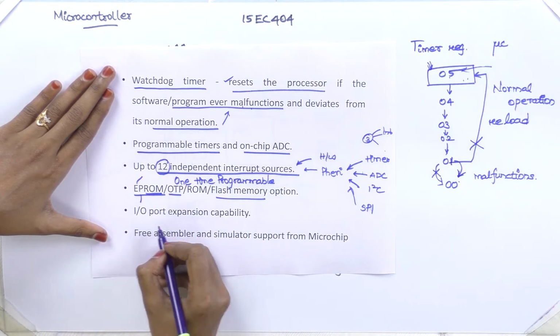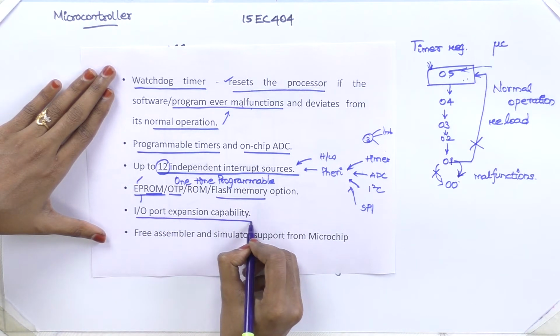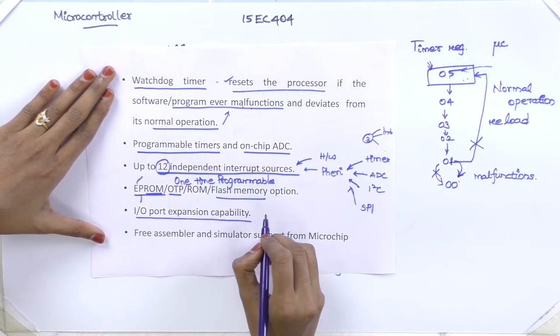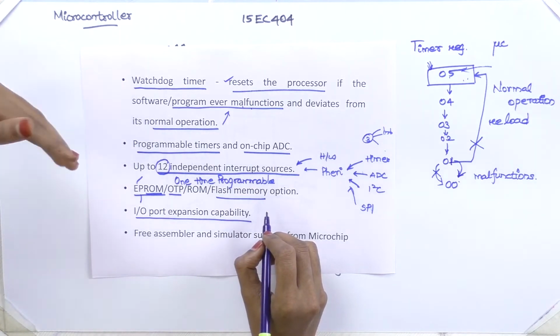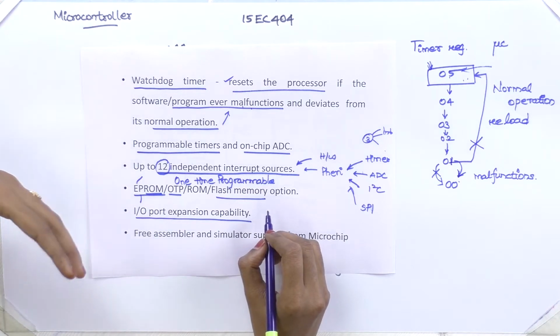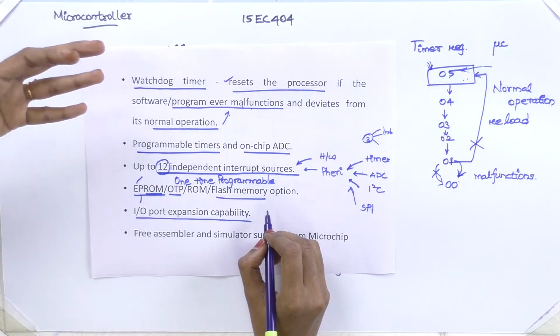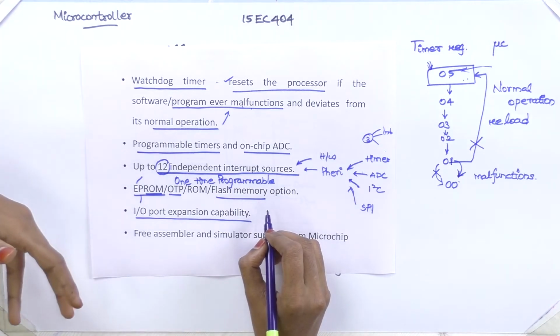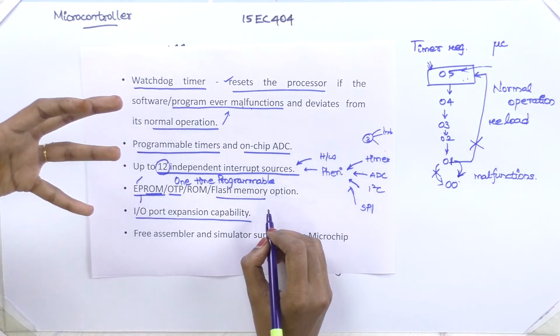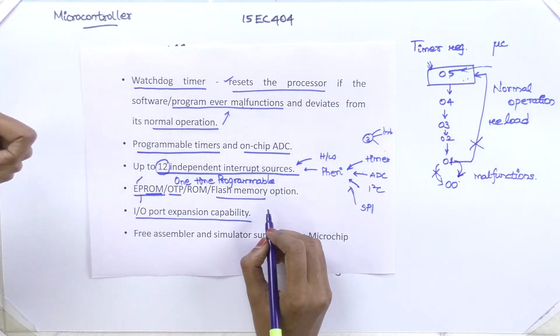The next thing is I/O port expansion capability. In the PIC microcontroller we have pins, and we call groups of those pins ports. Eight pins will constitute a port. In general we have 5 ports. Through these ports we will connect our input and output devices to the PIC microcontroller.